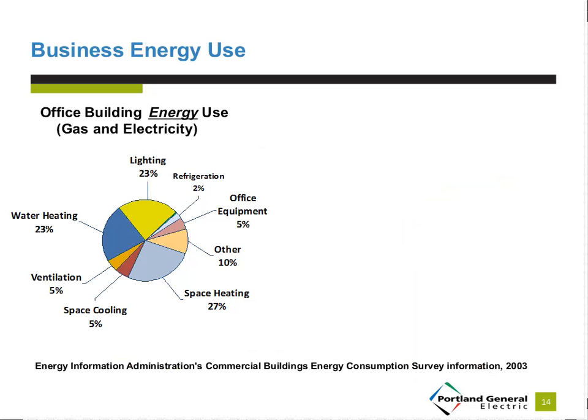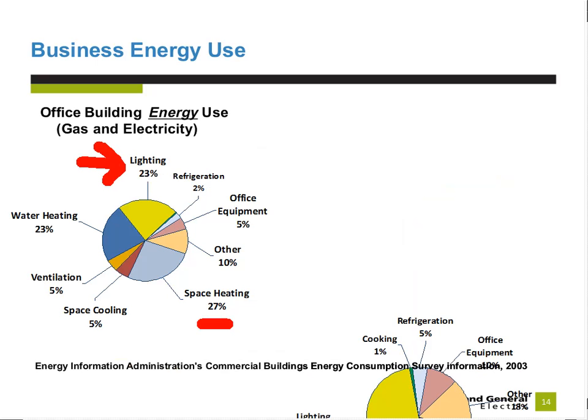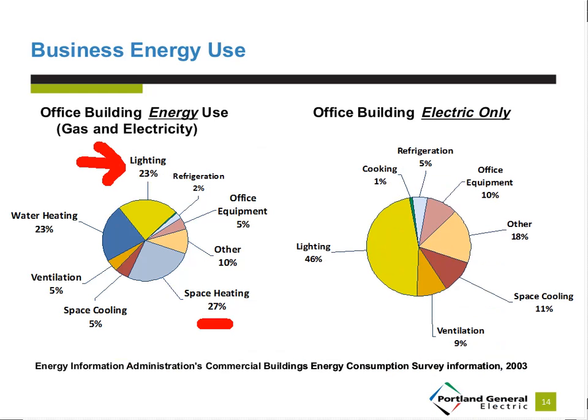So next we're going to look at some lovely pie charts to show you some examples of energy use with gas and electricity. So this is a sample for an office building. If you manage an office building, this is the energy use profile, and this is with combined gas and electricity, and lighting is still at 23%. And your space heating is a little bit higher. That includes the gas component. If we look at electric only, lighting increases to 46%, almost half the energy use. So it is significant.